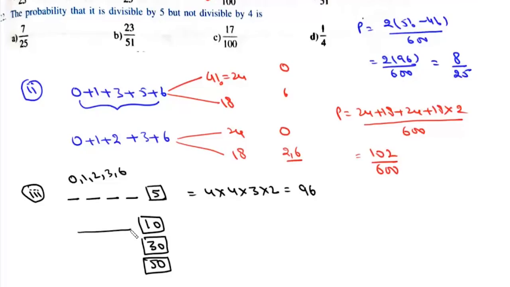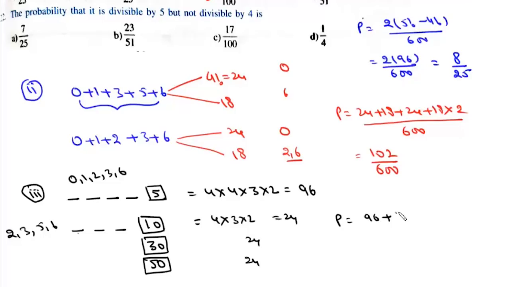Now, if it is 10 here, now we are left with 4 numbers, 2, 3, 5 and 6. So for this first one, we have 4 choices. Next one, we have 3 and then 2. So there will be 24 and it will be 24 for all the 3 cases. So this required probability will be 96 plus 3 into 24 upon 600, which is 168 upon 600, and we can simplify it to 7 by 25, and that's your option A.